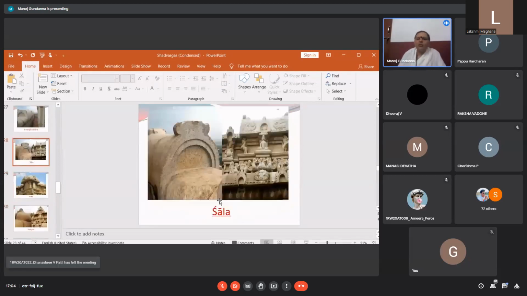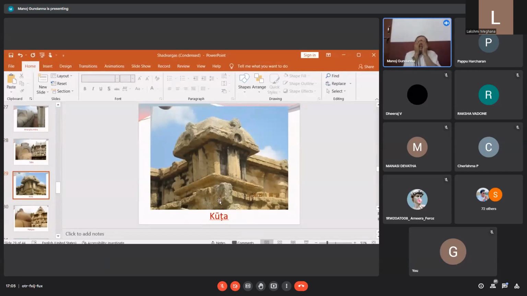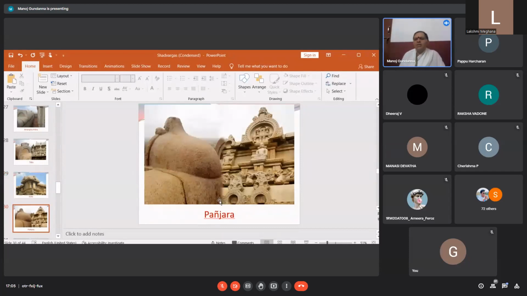These Shalas are usually found in the center part of the temple, so that they will provide more stability and weight, so that the structure will not move easily. Then we have Kutas. Kutas can be placed even on a circular plan wall, and this Kuta is square on plan, while the Shala is rectangular on plan, and Kutas are always placed in the corners of the temple. Then we have what is called the Panjara. See, here you can see the plan of a Panjara. Panjara has to be apsidal.